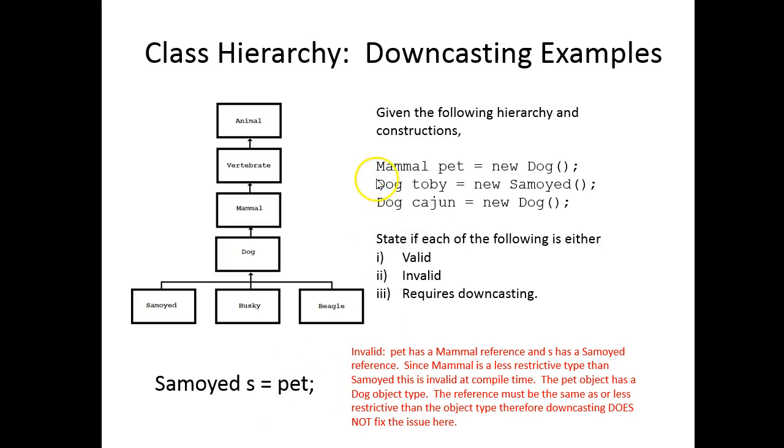Once we've evaluated compile time, we then need to look at runtime. At runtime, pet is a Dog. But again, Dog is a more generic type than Samoyed, and remember, the reference must be more generic than the object. Since Samoyed is more specific than pet, which is a Dog at runtime, downcasting doesn't fix this problem.